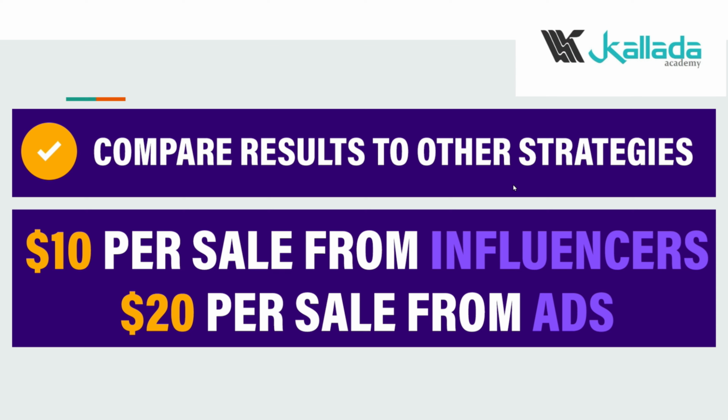Apart from this, we also need to compare the results with other strategies. Perhaps with influencer marketing my cost per sale has been $10, and if I'm checking the running of paid advertisements on a specific platform, my cost per sale is something like $20. Obviously I'll focus on influencer marketing more often because it is giving me a benefit of $10 per sale.